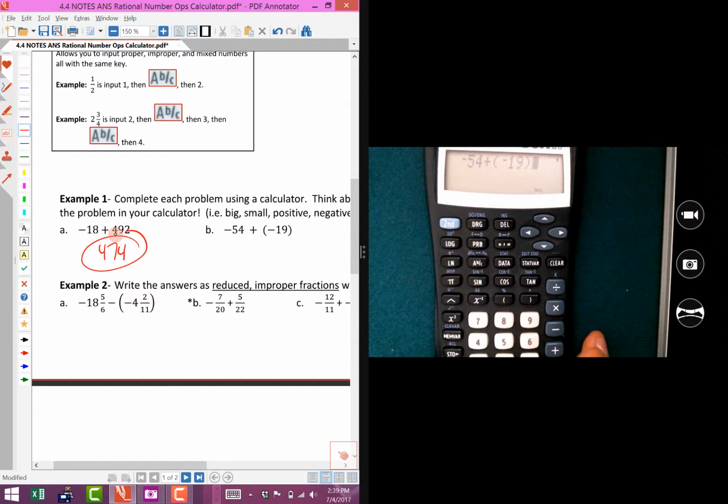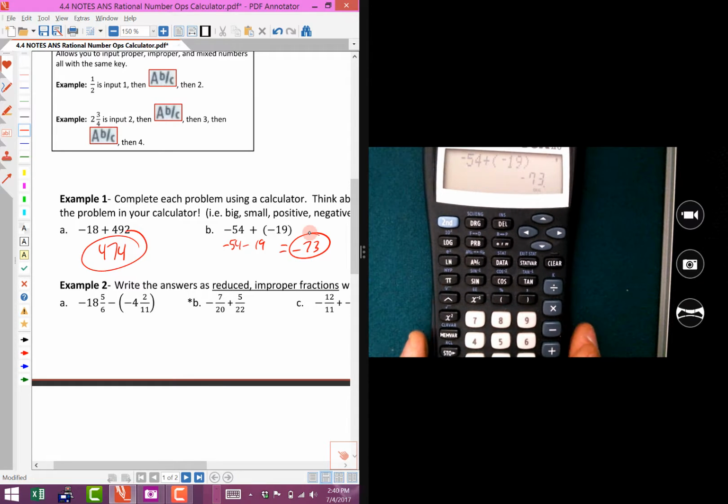Okay, now let's have a good idea of what's going on here. We've got negative 54 plus negative 19. So this really would be, if we were to rewrite this, negative 54 minus 19. So we're expecting a pretty big negative number. I mean, you might know what the answer is right off the bat, but I'm going to hit enter. It tells us the answer is negative 73, and it is.